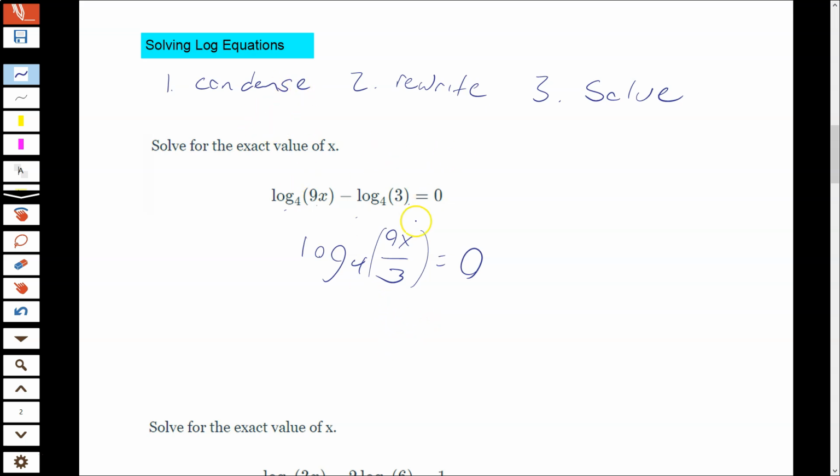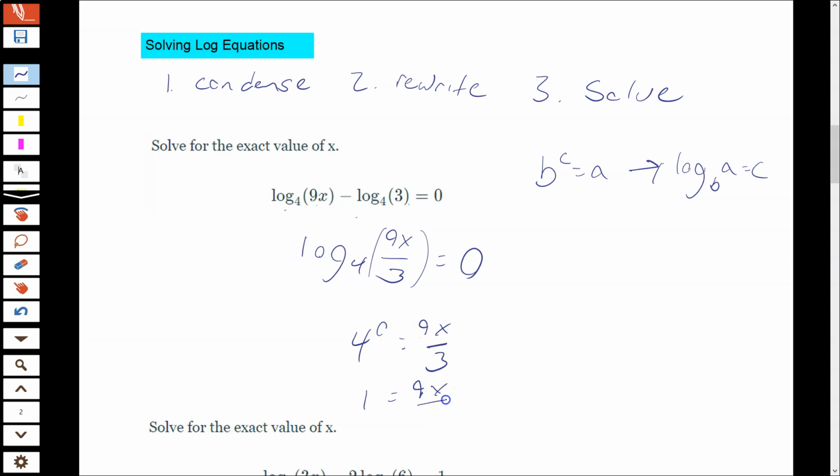So I've condensed it. Now I'm going to rewrite it, and rewrite means rewrite using this fact, right? That's what we did in the last set of problems just now. For this one, that's going to look like 4 to the 0 equals 9x over 3. And then we need to know what 4 to the 0 is. You should know that that's 1. Anything to the 0 power is 1. But if this was a harder exponential problem, you could do that on your calculator.